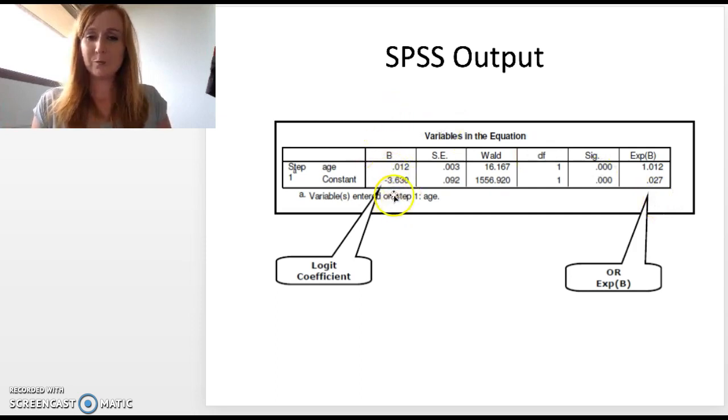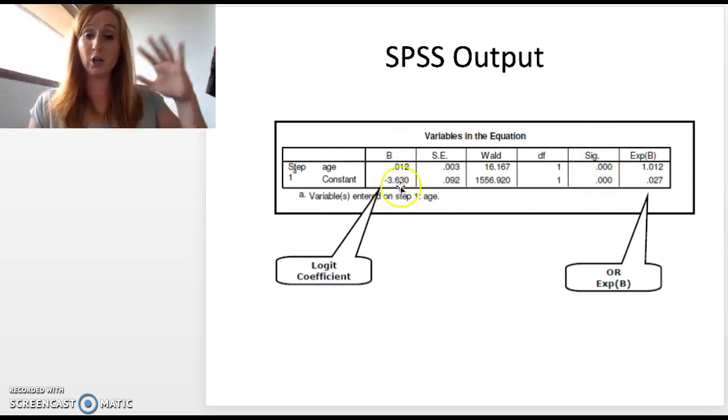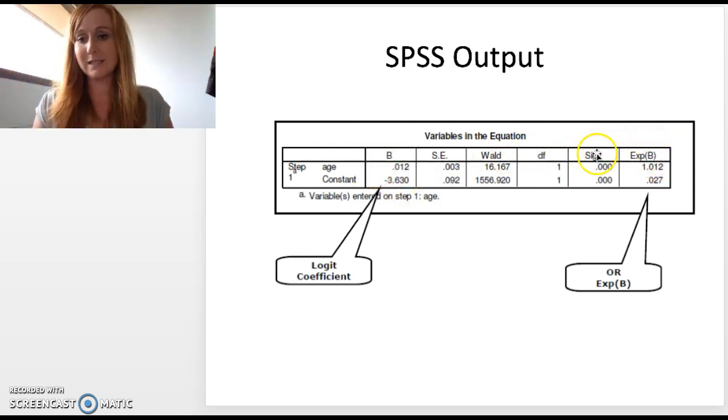So in this last box, you do get a significance level right here, but you can kind of ignore this B. We really don't report it. So whenever you get some output on logistic regression, train your eyes to go all the way to the right side and just look at these last two pieces, significance level and exponential B, or odds ratio, okay?